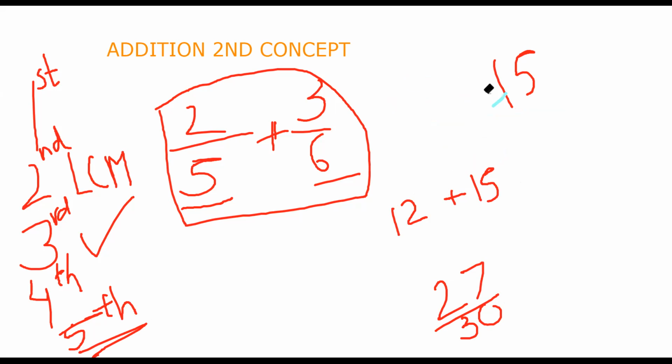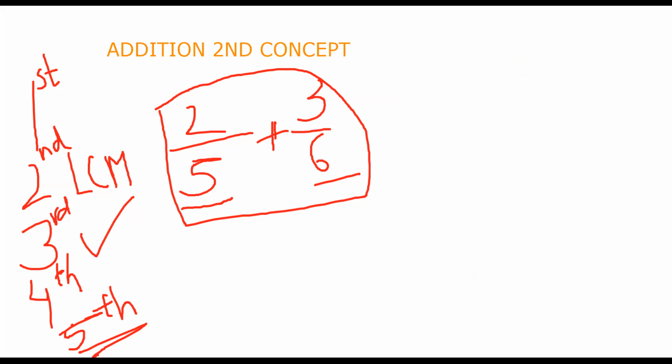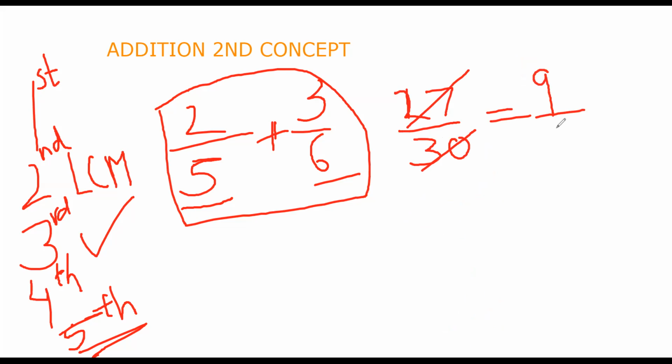Let's first erase these steps and write the answer separately to simplify it. To simplify, let's write the answer first. 27 by 30. Then we'll simplify it. If we divide it by 3, then the 27 will become 9 and the denominator will become 10. So we have got the answer as 9 by 10, and yes, it is a proper fraction. So we do not have to convert it into a mixed fraction.